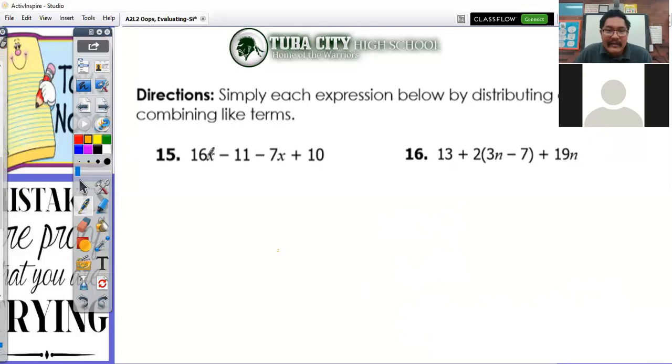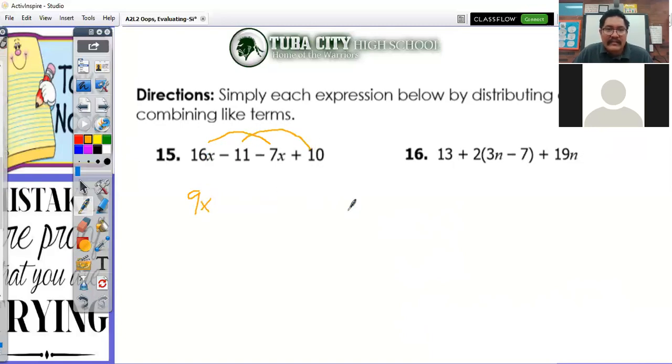And that is going to be combining like terms. So in this case here, 16 minus 7. Okay, that shouldn't be that hard. So we're just going to combine the ones that have the same letter. So 16 minus 7 would be 9. So 9x.